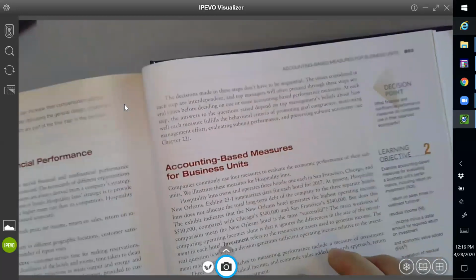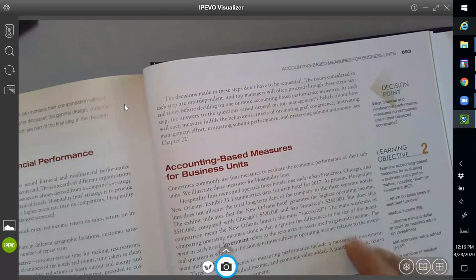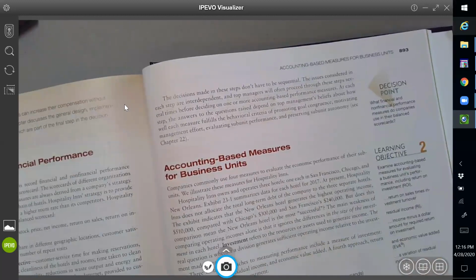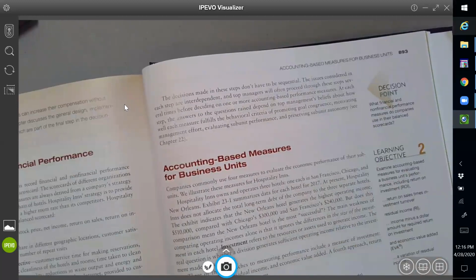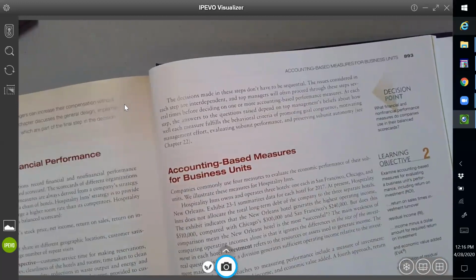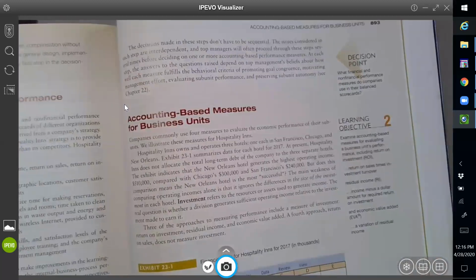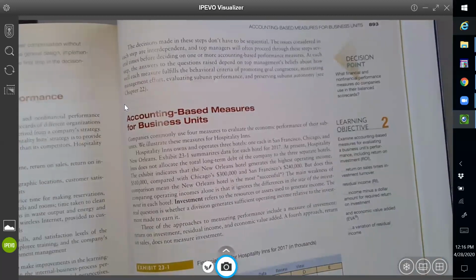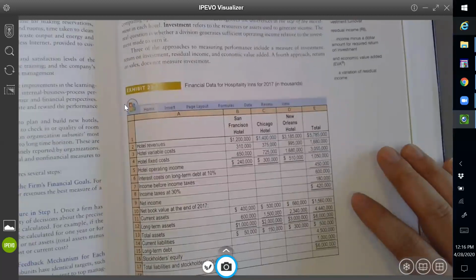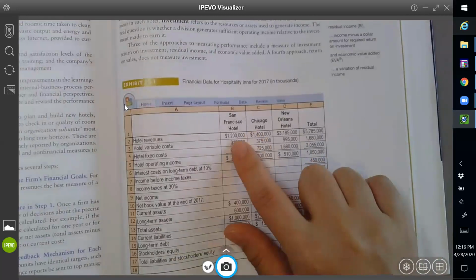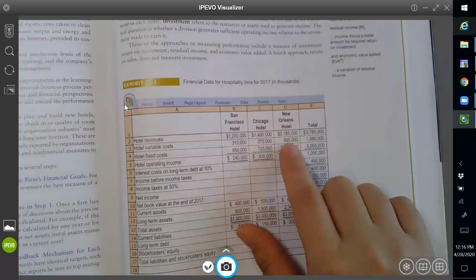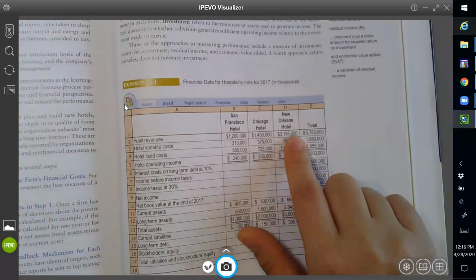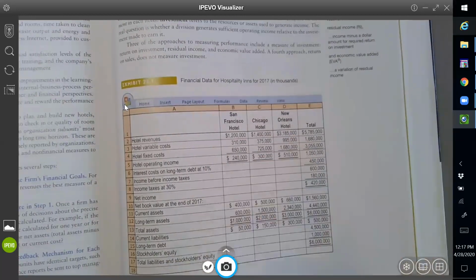But let's continue with our chapter. I don't want to be too emotional. Second part, talking about if we just do numbers, what measures should we use? They talk about 4 measures, I believe. They give you an example: you are the CEO, you have 3 locations, San Francisco, Chicago, New Orleans, and they ask which one is the best.